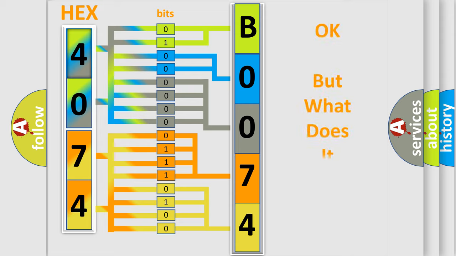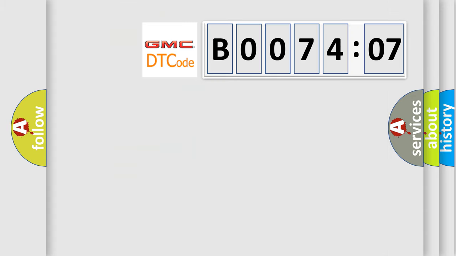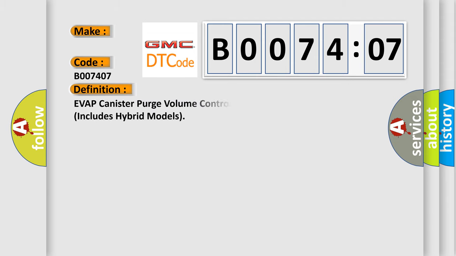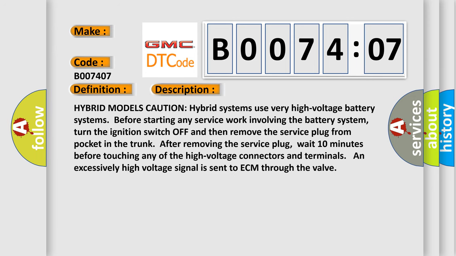The number itself does not make sense to us if we cannot assign information to what it actually expresses. So, what does the Diagnostic Trouble Code B0074-07 interpret specifically for GMC car manufacturers? The basic definition is: EVAP canister purge volume control solenoid valve circuit shorted, includes hybrid models. And now this is a short description of this DTC code.